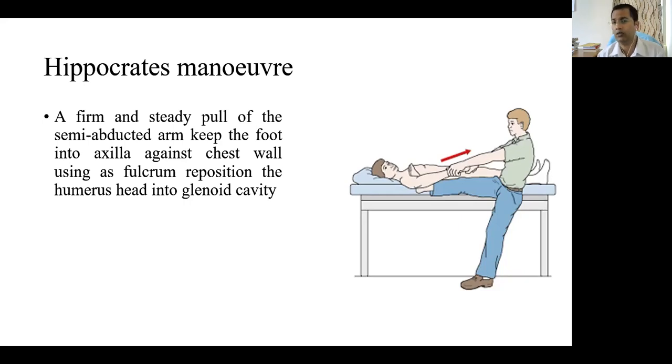So how to check whether the shoulder is reduced? Just ask the patient to touch the opposite shoulder. If the patient is able to touch the opposite shoulder, it means the shoulder is reduced and there is now no dislocation. Then you have to fix that reduced shoulder in the arm chest position for at least 3 to 4 weeks. After that, you can remove the bandage and ask the patient to mobilize.